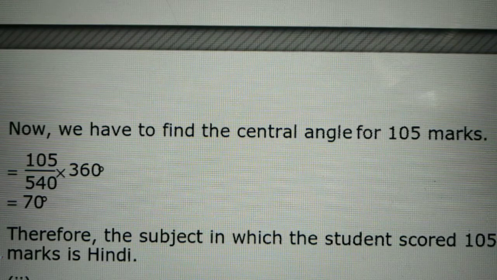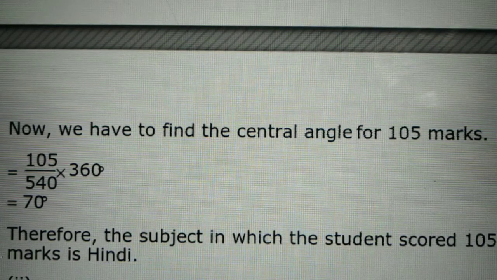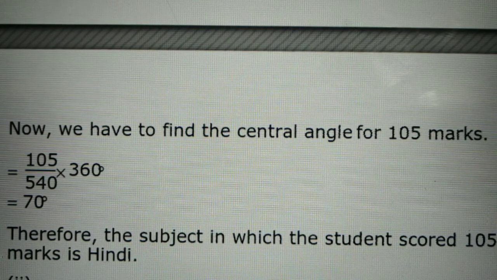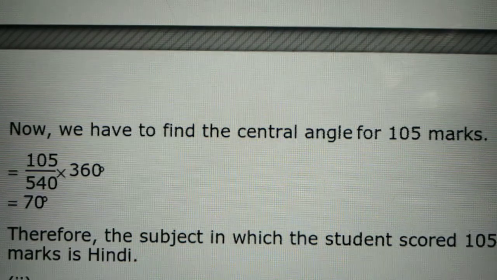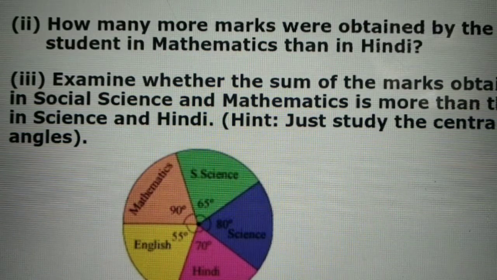Therefore, the subject in which the student scored 105 marks is Hindi. We can see from the pie chart even that the 70 degree angle is related with Hindi. So students, see, 70 degrees are for the Hindi subject. So 105 marks are given for the Hindi subject.